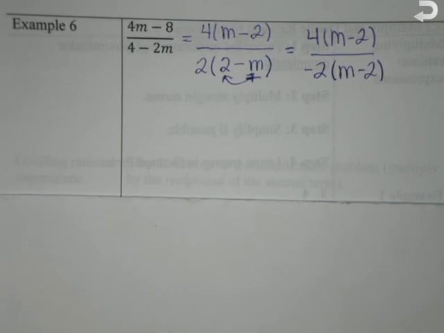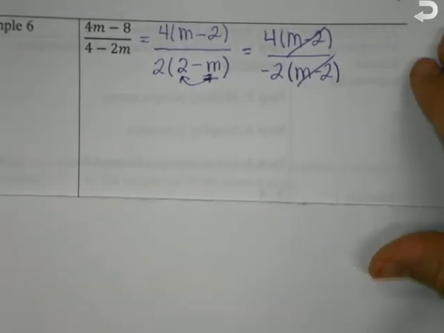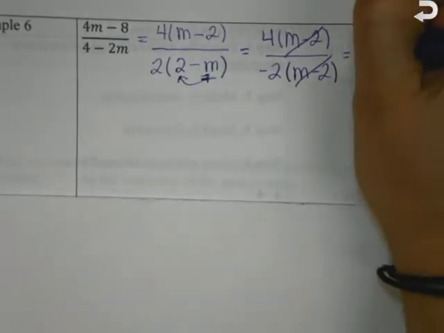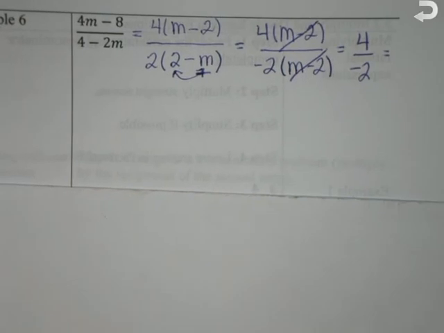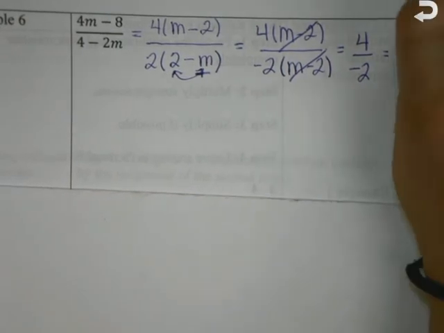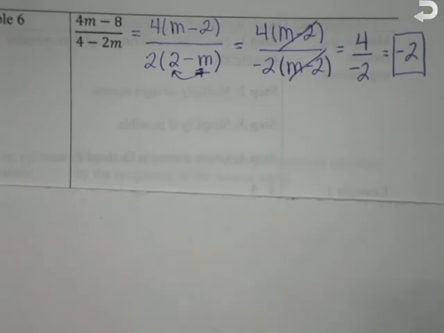Good. M minus 2's. So that's going to give me 4 over negative 2. Does that reduce? Yeah, what's 4 divided by negative 2? Negative 2. Remember, this does also reduce to 2 over negative 1, but we never want to write the 1 on the bottom, so it just reduces to negative 2.